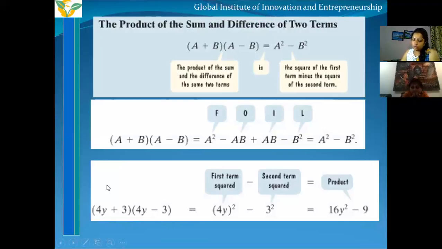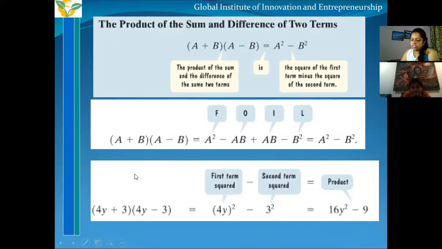As you all know, 4y is the first term here and 4y is the first term here. In the first bracket, plus 3 is in the first bracket, but minus 3 is in the second bracket. But you see the numbers are the same here, right? So what I can do is use the formula a square minus b square, because a plus b into a minus b is a square minus b square.